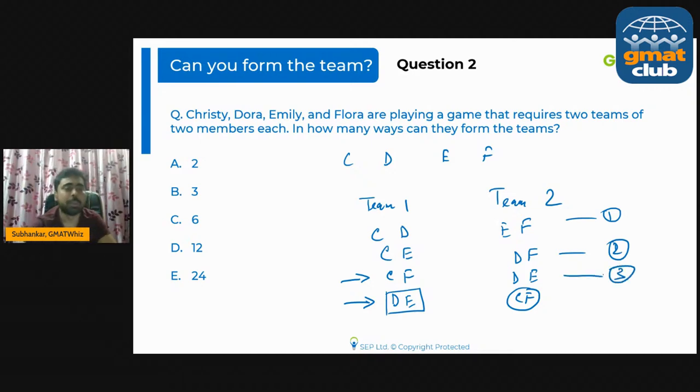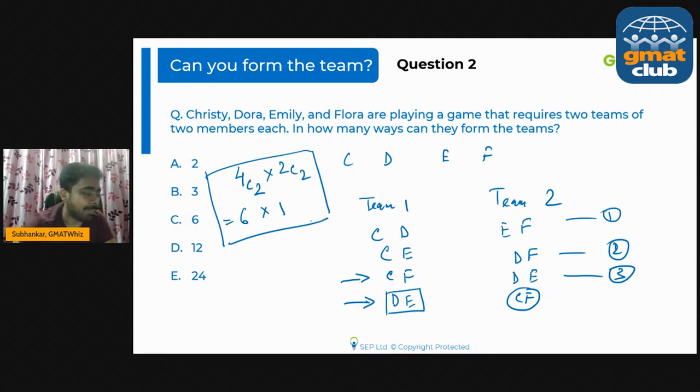Now, most of you who said C, possibly you have done something like this. I have selected two people out of four, which is in 4C2 ways, and then out of the remaining two, I'm forming another team. So 4C2, if you calculate, is six, and this will be one. Now, this particular scenario will have a double counting. Why it has double counting, I'll get into that. But first, can you confirm that you understand there is a double counting happening, because when I select CD, I automatically select EF, so I need not select EF again. If you can quickly confirm that you understand, I will let you know how to identify that.